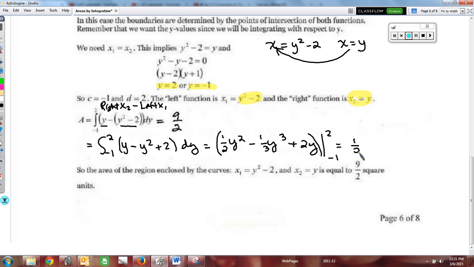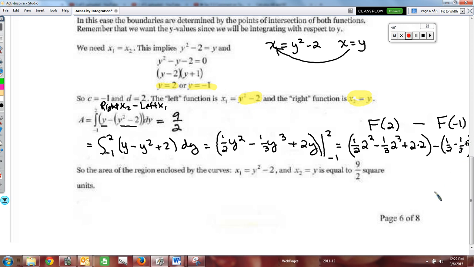So I have 1/2 times 2 squared, minus 1/3 times 2 cubed, plus 2 times 2. That's the value of the antiderivative at 2. Then I'm calculating net change, so now I need the value of the antiderivative at -1. I'm basically going to have 1/2 times 1, minus 1/3 times 1, plus 2, and so I fill that in. You can verify that this is going to give us 9/2 for that problem.